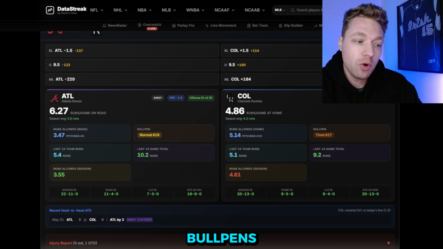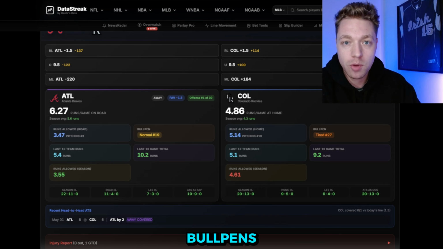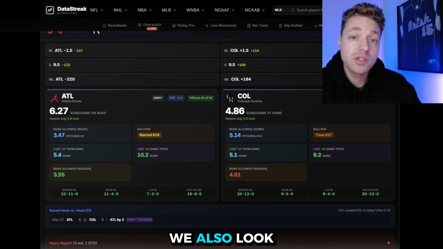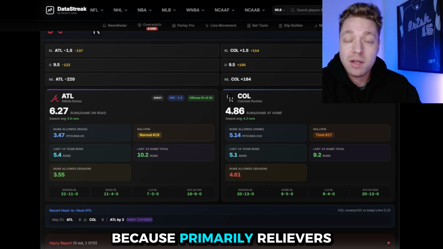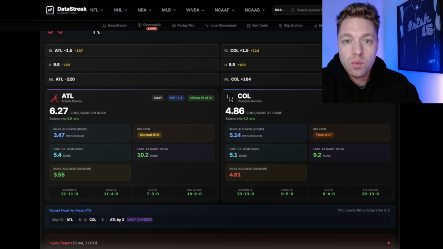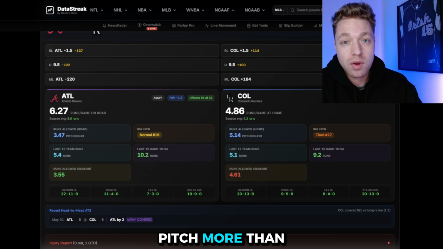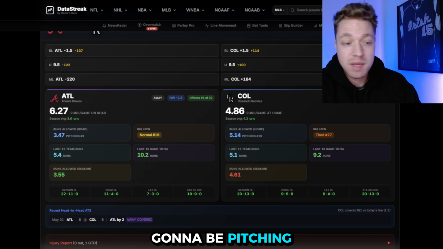We also want to look at bullpens. These are dynamic bullpen rankings, so they're going to change every single day. The way we rank our bullpens is not just by the statistics, how good that bullpen's been. We also look at fatigue, because fatigue is so important when it comes to bullpens. Each team is going to have maybe 1, 2, or 3 really good relievers, and those relievers are not going to pitch a ton of innings like starters would. They usually don't pitch more than 2 games in a row. So if a reliever pitched the night prior or the day prior, there's a good chance that they're not going to be pitching that game.